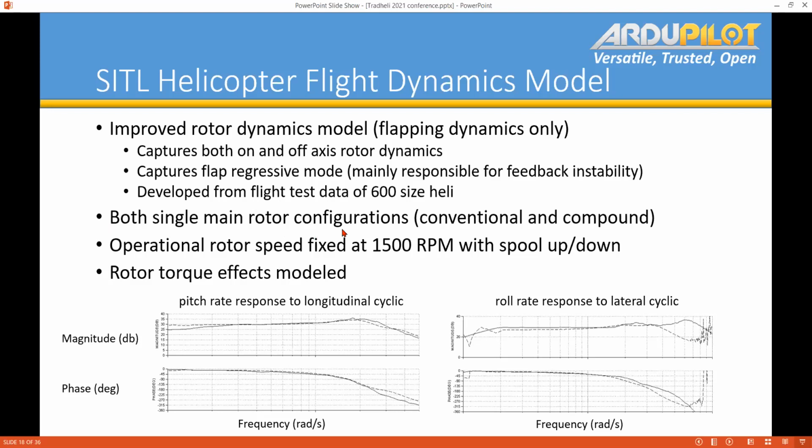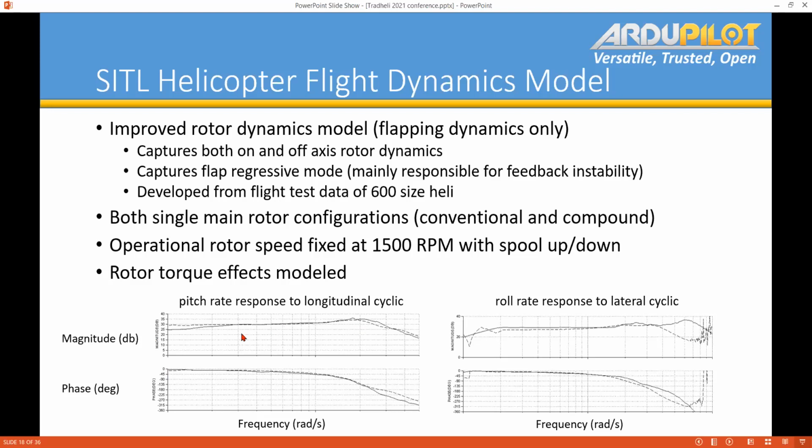I used it for both the single main rotor configurations, which are the conventional and the compound options for SITL. I fixed the rotor speed at 1500 RPM, which was the operational RPM in flight, and then it does a spool up and spool down as well. I also modeled the rotor torque effects, a fairly simplistic model there, and a pretty simple model for the yaw dynamics as well.